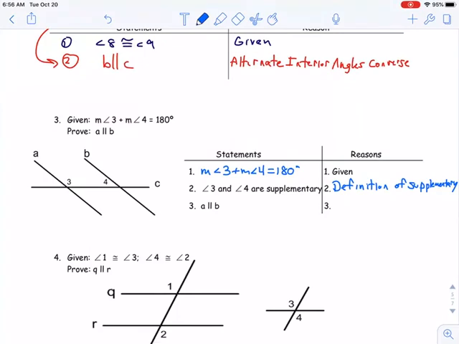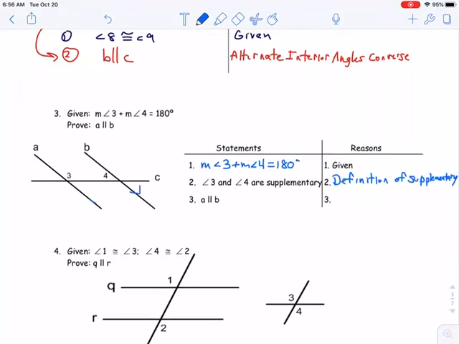Okay. So since we have consecutive interior angles that are supplementary, we know that these lines are parallel. Why? Consecutive interior angles converse. All right, that's all statement 3. It's the CIA converse. When we have 2 consecutive interior angles that add up to 180 degrees, we know that the lines are parallel.